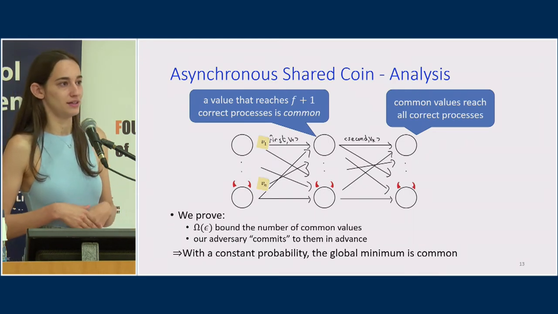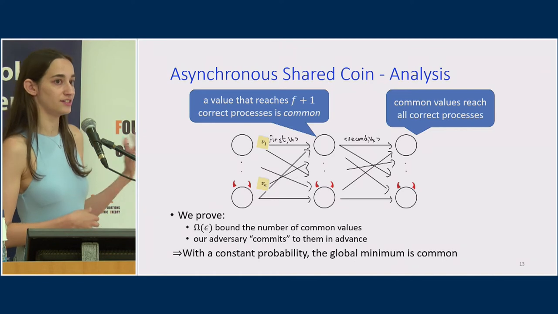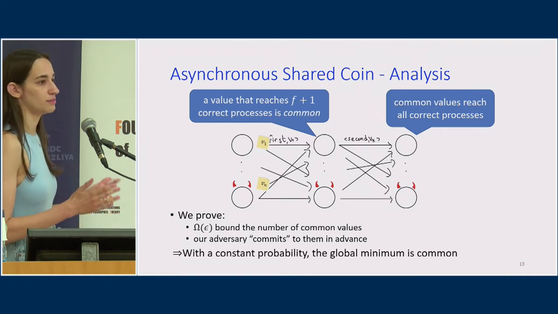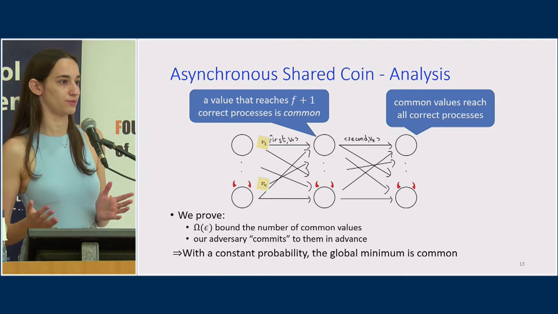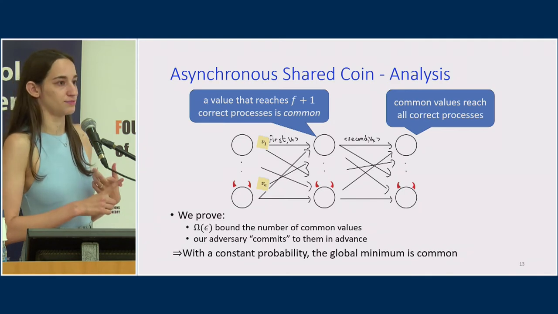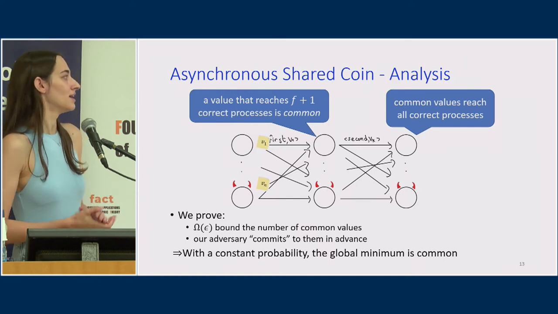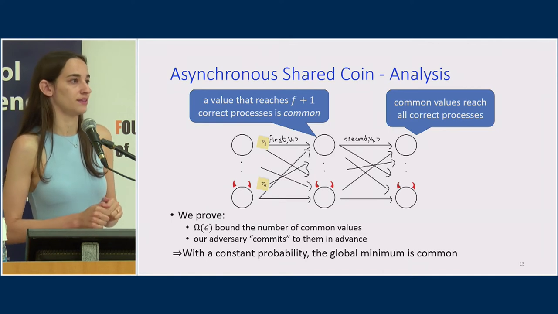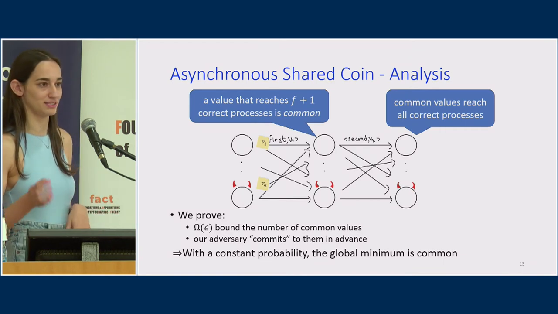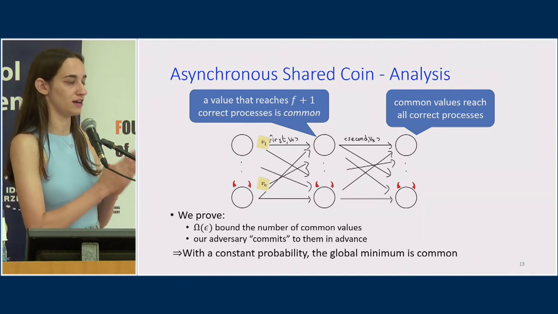We decide that a random value is a common value if during the first phase it reaches f plus 1 correct processes. And due to intersection properties, we know that every common value will arrive at all correct processes during the second one. So actually what we're hoping for is that this global minimum value will be of a correct process, and it will become common, then propagating through the system to all correct processes. Why this works, we show in our paper that we can bound the number of common values, and then using probability, and as I said, we have this 4.5, we want this probability to be positive that the global minimum is indeed a common value of a correct process.